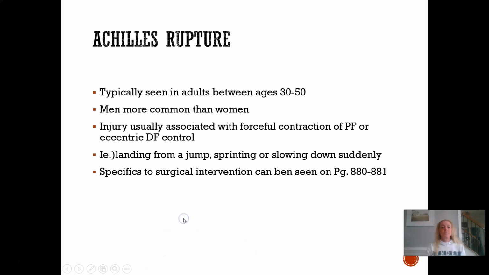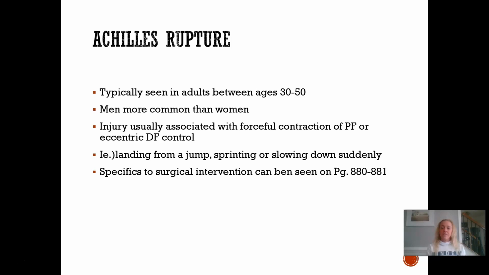All right, so let's go back to the Achilles, more severe condition here, but let's talk about an Achilles rupture or an Achilles avulsion. We see it more in adults between the ages of 30 and 50. It's a little bit more common in men than in women. It's usually associated with either a forceful contraction of the plantar flexors or eccentric dorsiflexion control. So either things like landing from a jump or sprinting or slowing down really quickly.